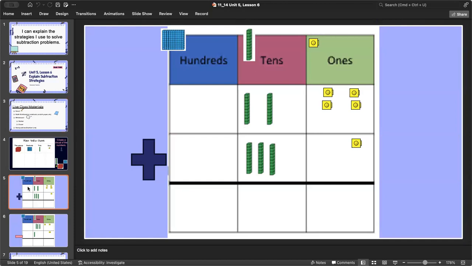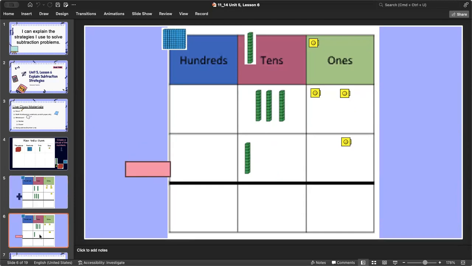Your hundreds chart addition, pause, work with your learning coach. Your hundreds charts with subtraction, pause, work with your learning coach.